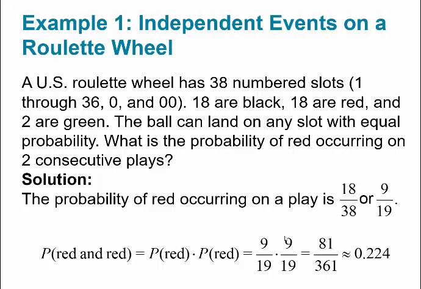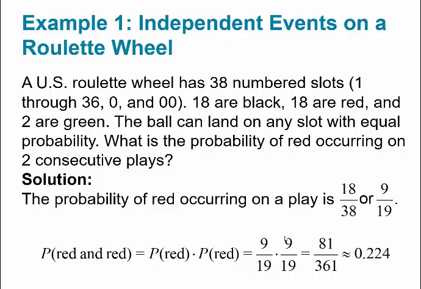A US roulette wheel, that's a gambling wheel, has 38 number slots. So it has the numbers 1 through 36, and then the numbers 0 and 00. 18 of these are black, 18 are red, and 2 are green. So the ball can land on any of these slots with equal probability. What is the probability of red occurring on two consecutive plays?